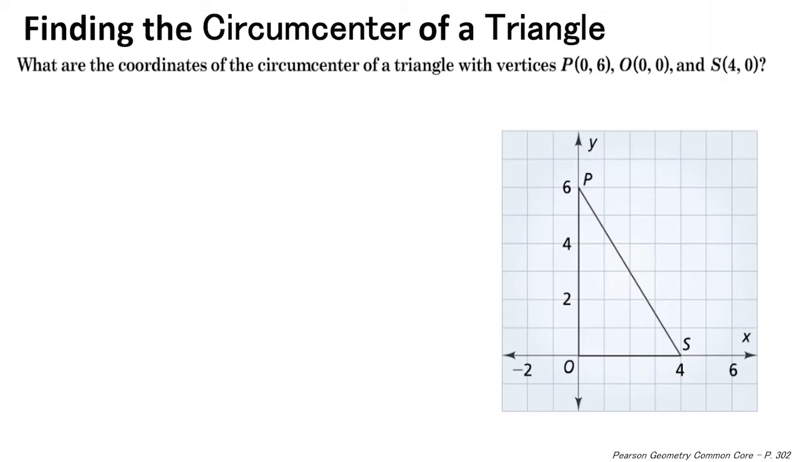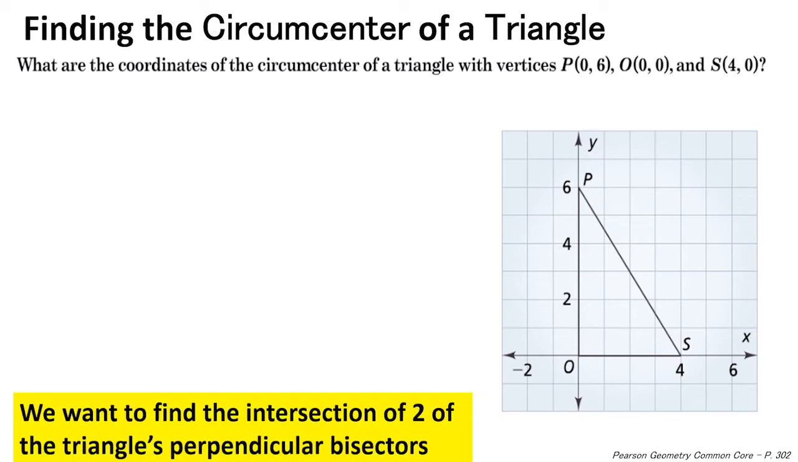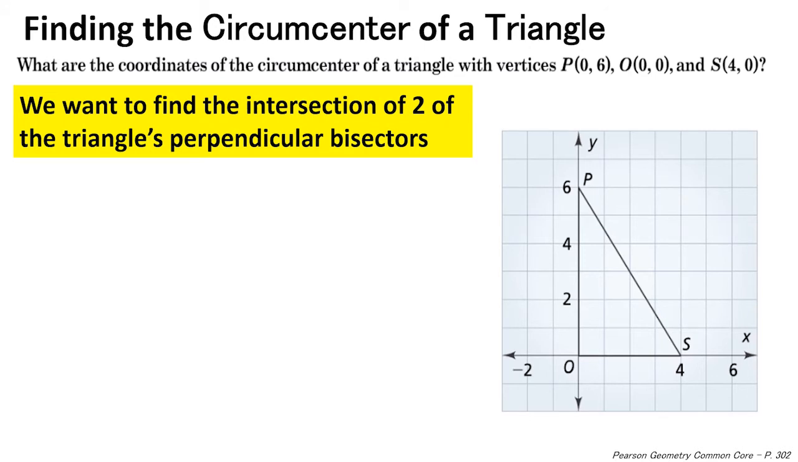So let's look at finding the circumcenter of a triangle on the coordinate grid. We're given these three ordered pairs, P(0,6), O(0,0), and S(4,0), and we want to find the circumcenter of the triangle with these vertices. First we want to find the intersection of two of the triangle's perpendicular bisectors. We only need two to find the circumcenter.